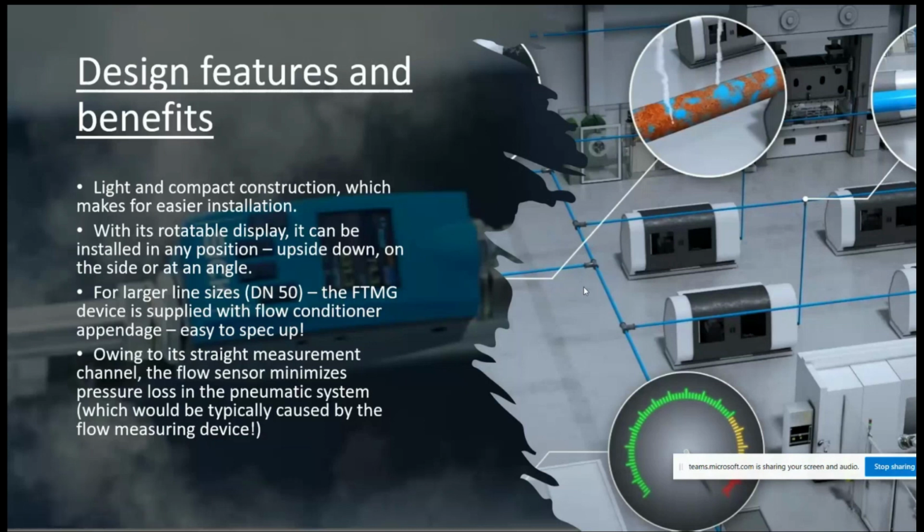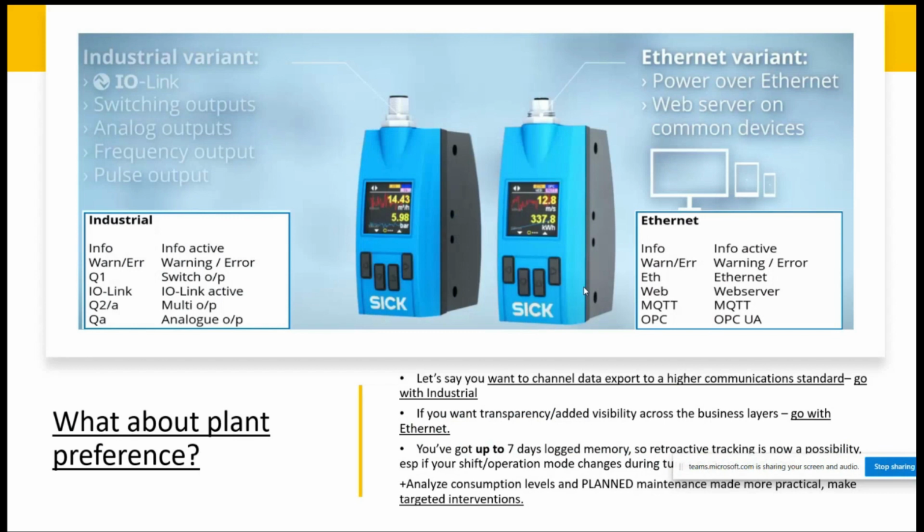So we're going to look at the industrial and Ethernet versions. These are what you would be looking at when we specify for you at Underwoods. You might think, what's the difference between the two?